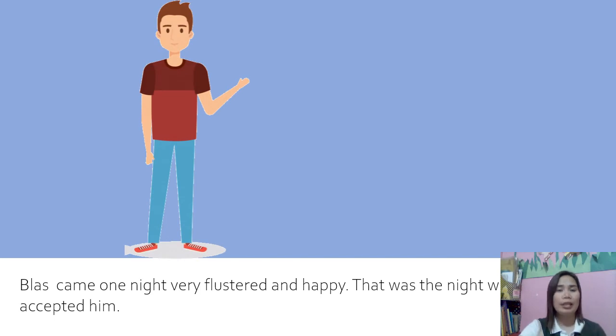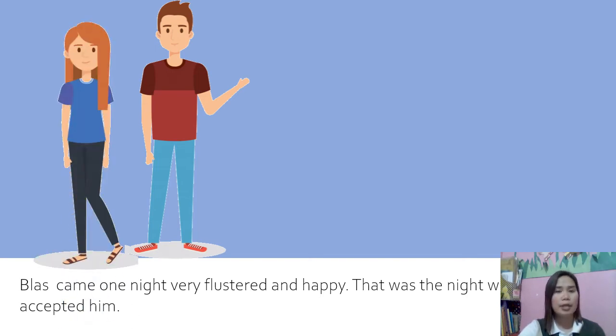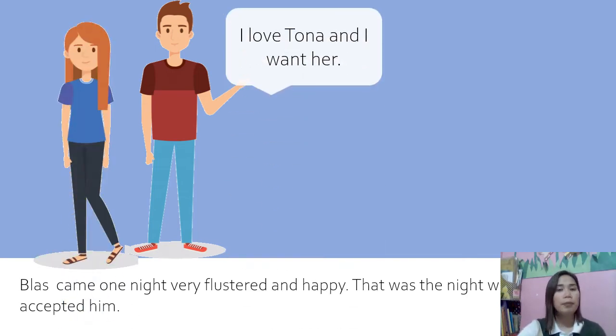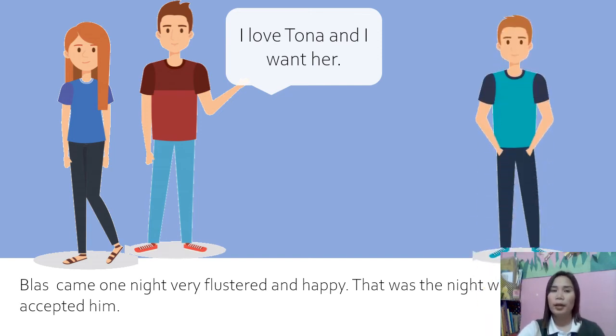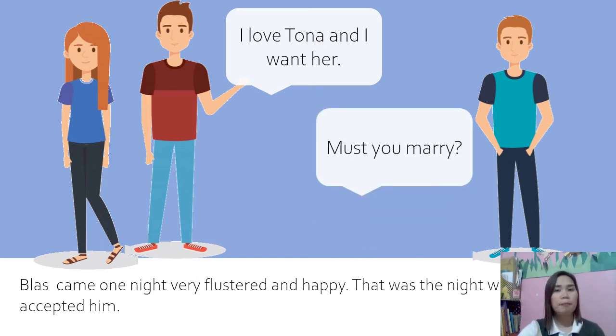He is now 18 years old. So he came home one night very flustered and happy. That was the night when Tona, his girlfriend, accepted him. So Blas asked permission from his father Dodong to marry Tona. And with that, Dodong felt sad because of Blas' decision. He was hurt. He doesn't want Blas to marry yet, not yet, because he knows that someday he will regret his decision. Dodong was helpless. He could not do anything. He felt extremely sad and sorry for his son Blas. But Blas is 100% sure he wants to marry Tona.